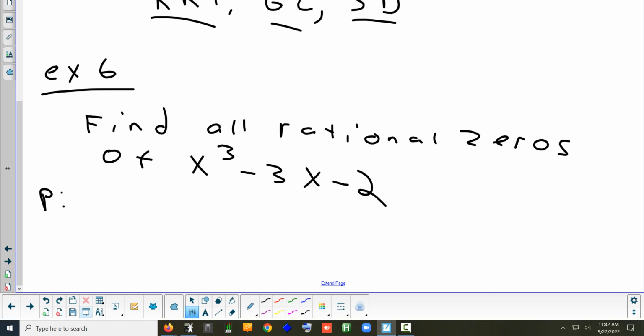What are my values for p in this case? Those are factors of the constant.